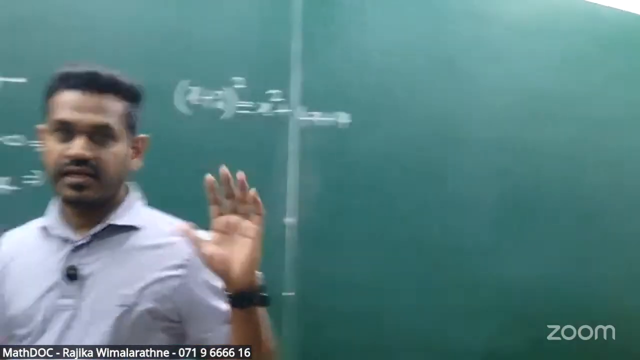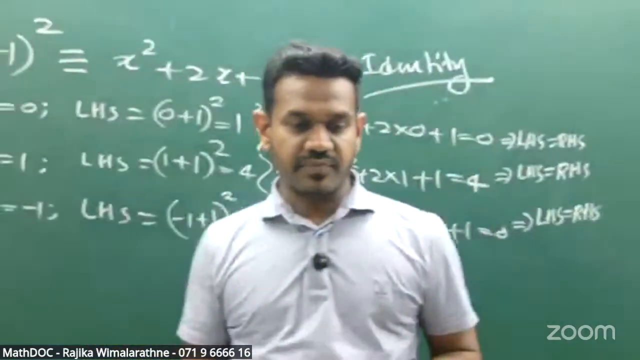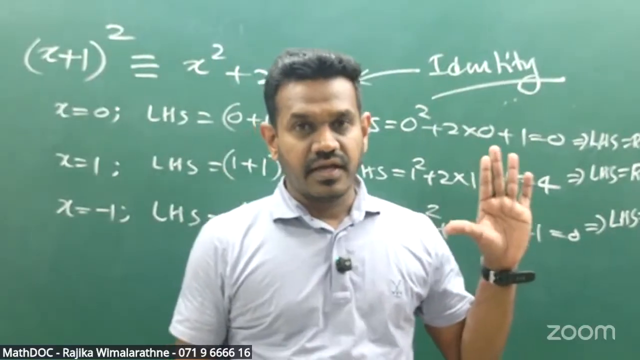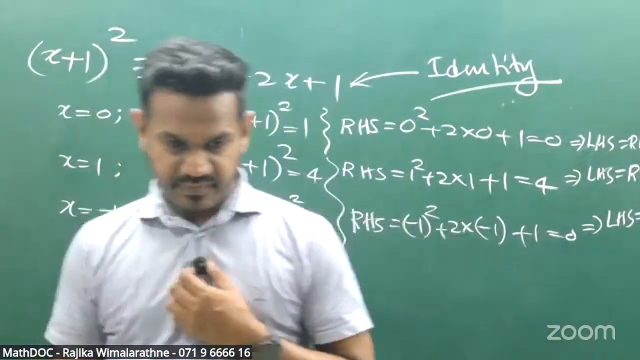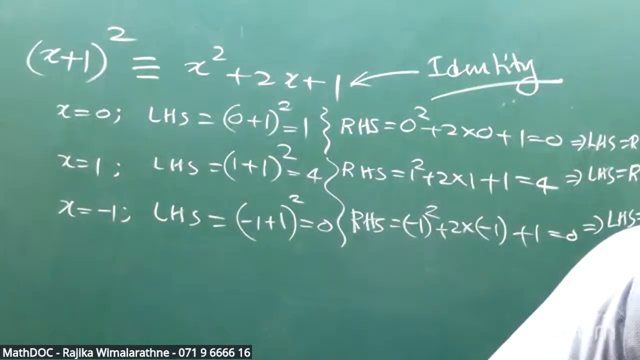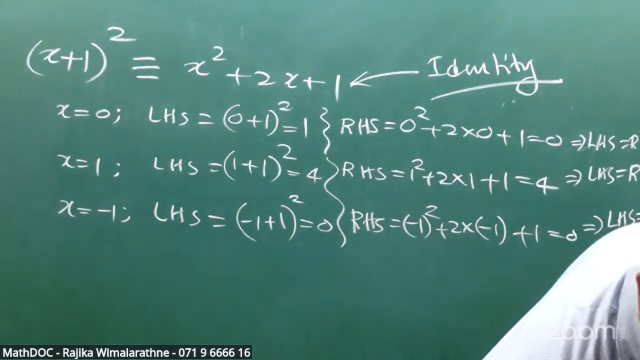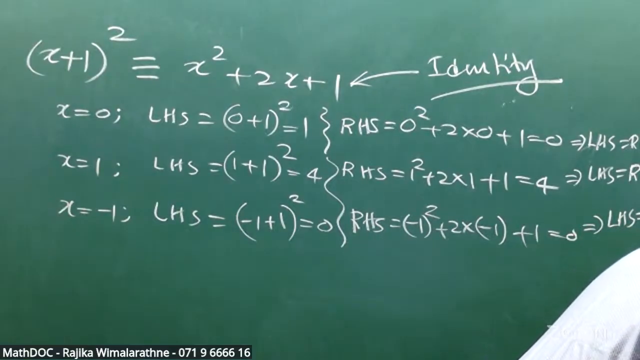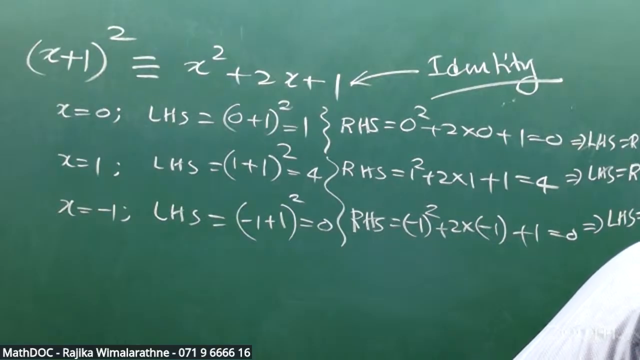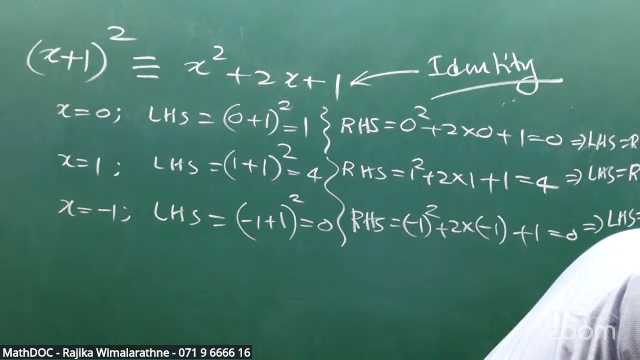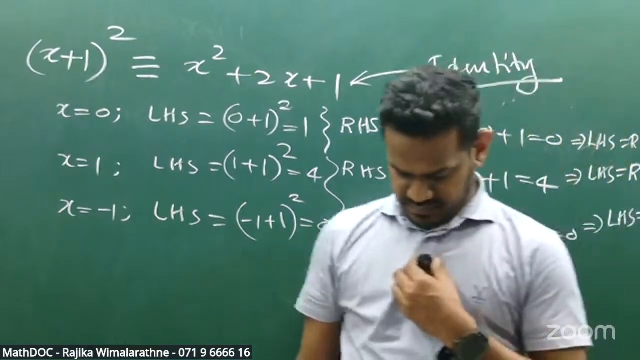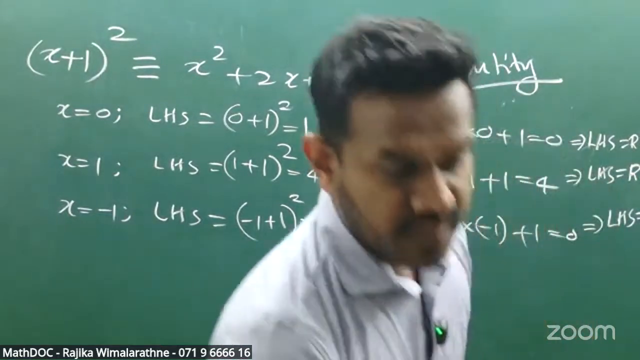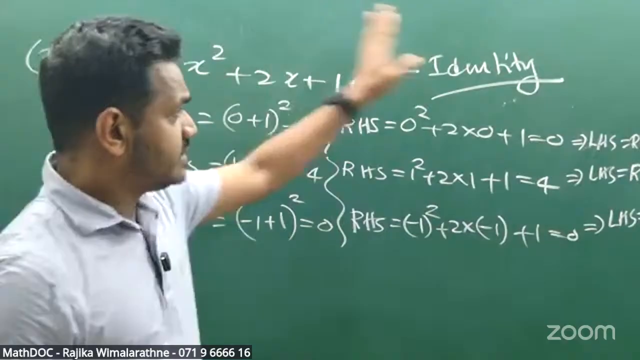Okay, then let's write one by one. Write down today's topic: identities and finding unknowns. Just write this.